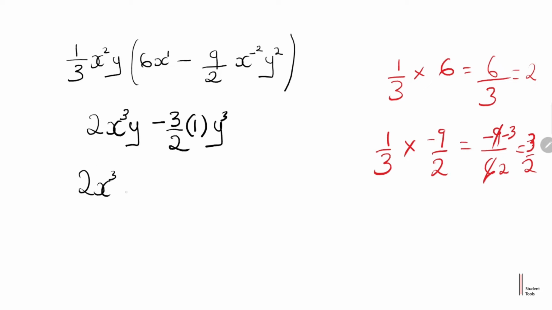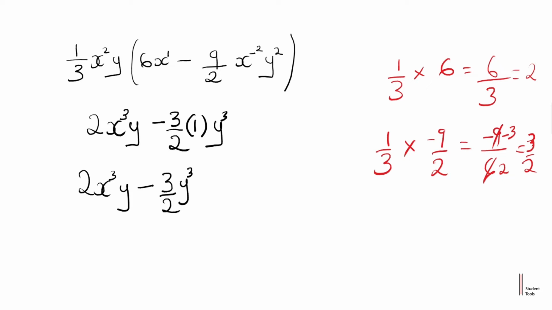So now that we have this, we will have 2x to the power 3 y minus 3 over 2 multiplied by 1, that's still 3 over 2, y to the power 3. And that is just how we simplify 1.1.